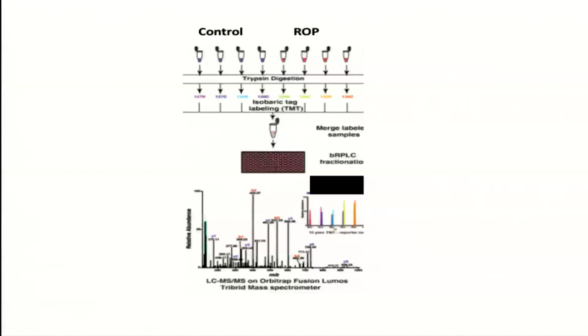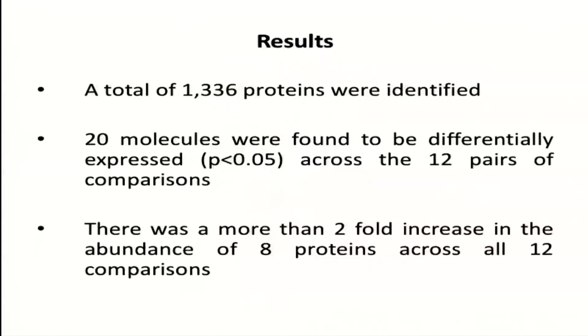This is a pictorial representation of the experiment. Control samples and ROP urine samples were first trypsin digested, and then they were tagged with isobaric tags. The samples were pooled, subjected to basic RPLC fractionation, and examined on the mass spec. A total of 1,336 proteins were identified in this experiment.